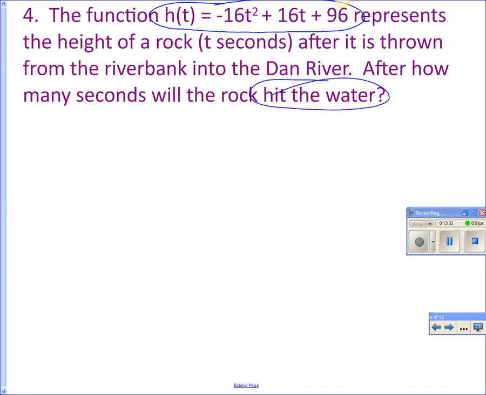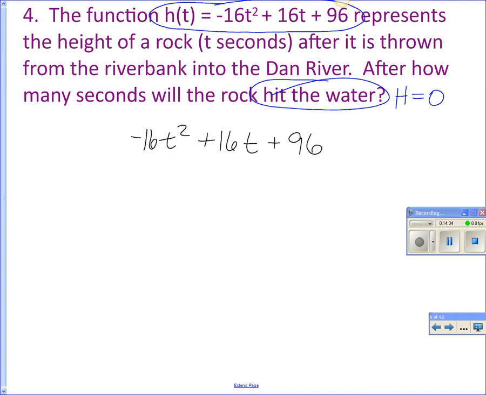Is hit the water the same thing as hit the ground? Yes. Either one, the height is 0. The height is 0. So we got -16t squared plus 16t plus 96. All right, Shakira, what are we going to do next? Good. What do you think might go into all of them? So we're going to check this.